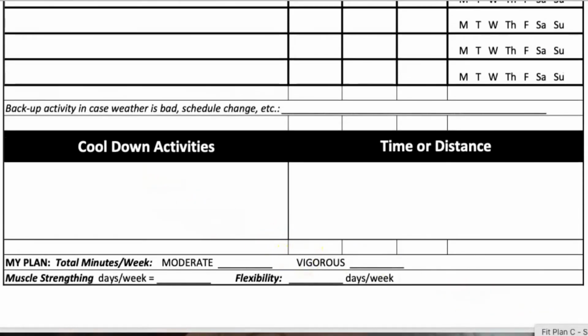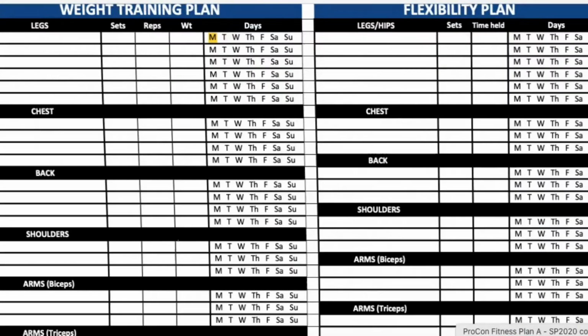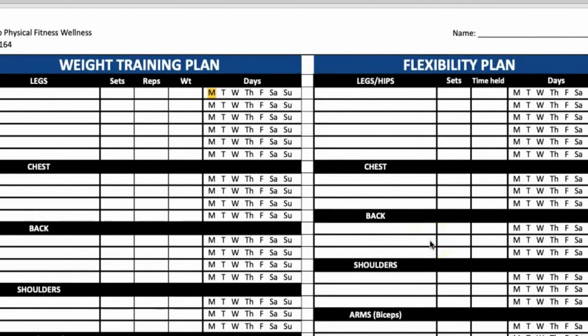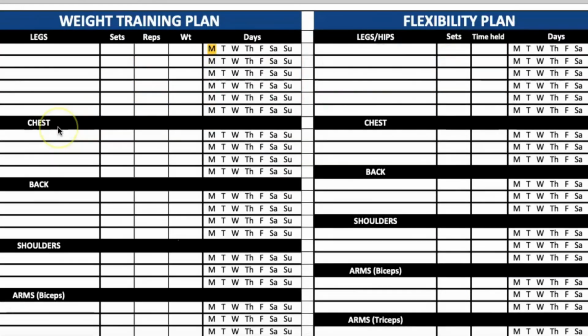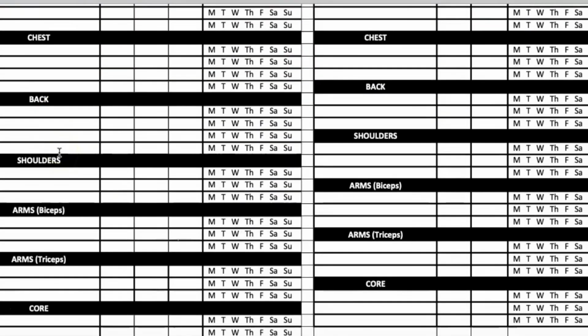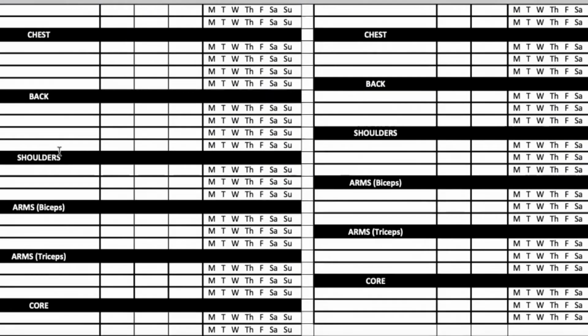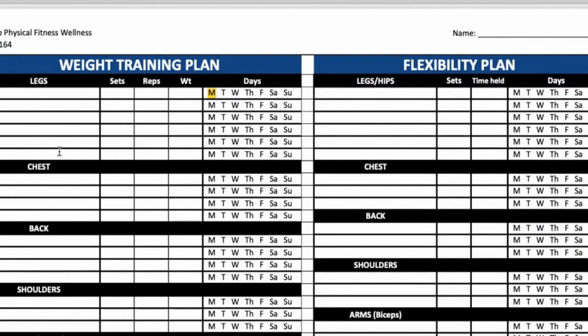So now let's go to the strength plan here. So you have your weight training plan and your flexibility plan on the same page. So you have legs, chest, back, shoulders, arms, bis and tris, and core. So those are all your major muscle groups that you're going to need to work each week. Okay. So let's say we said Wednesday was my strength day. I'm going to unhighlight that because I did that for another video.